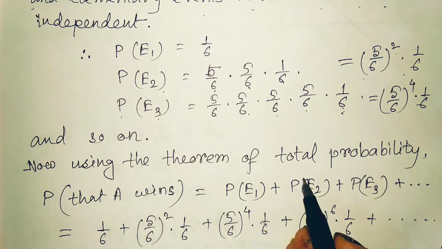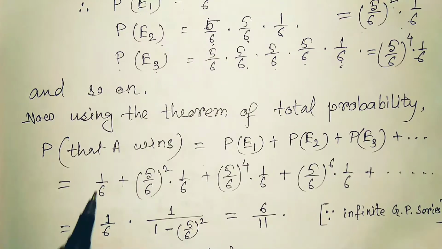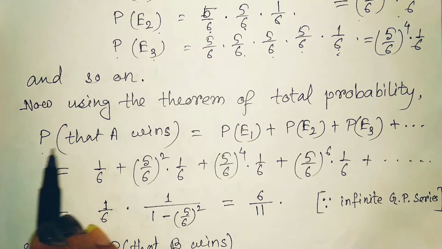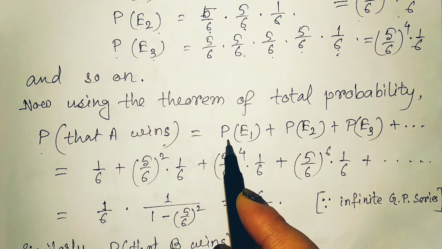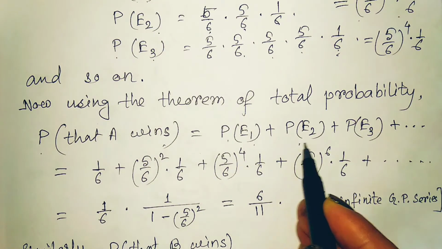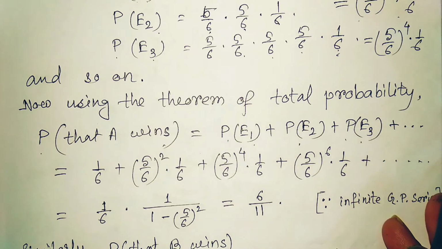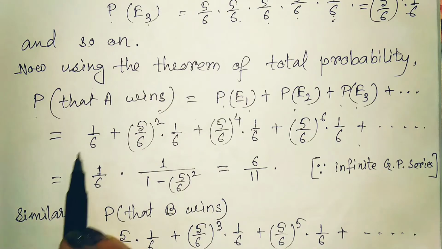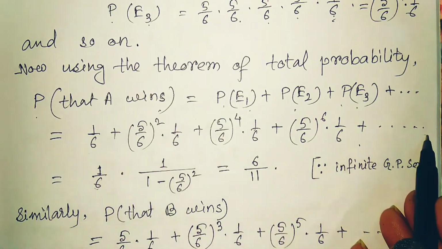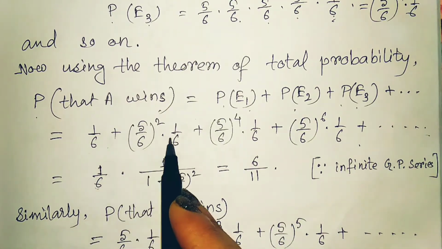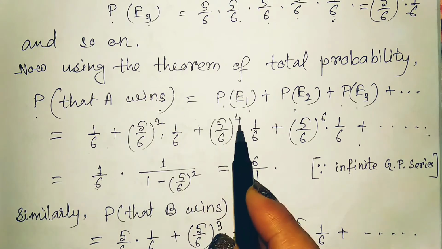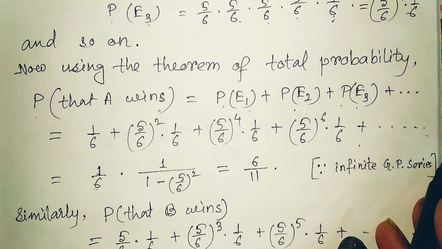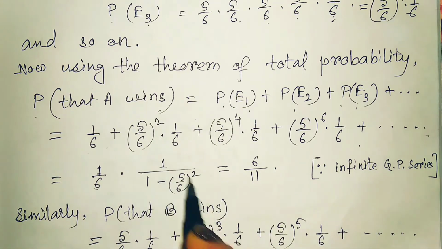Now using the theorem of total probability, we will find that the probability that A wins is equal to probability of E1 plus probability of E2 plus probability of E3. In this way it goes up to infinity. So we just substitute the values, and after that we can take 1 by 6 common from all those terms, so that it is 1 plus (5 by 6) whole square, then plus (5 by 6) to the power 4, and in this way it will be a GP series with the common ratio (5 by 6) whole square.